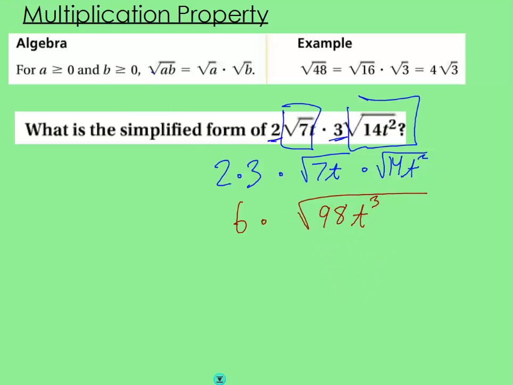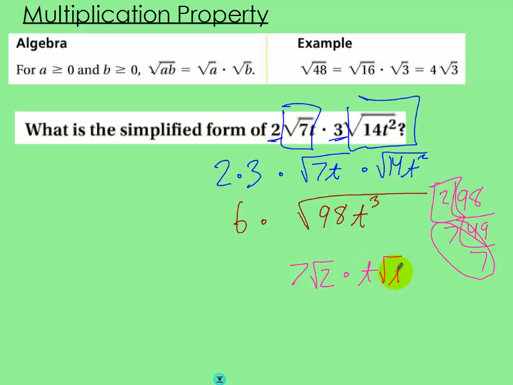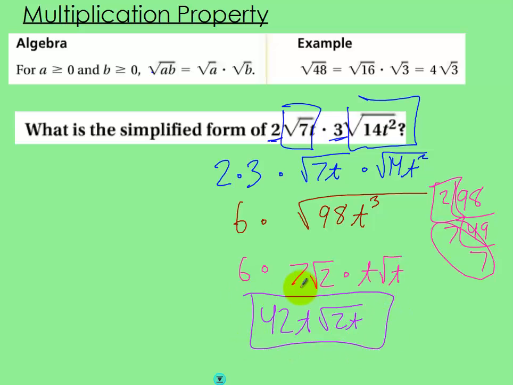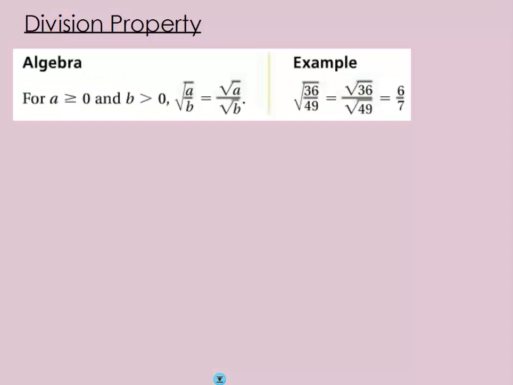All right, but I can simplify that square root of 98t cubed. And 98 simplifies to 2, 49, 7, and 7. So 98 becomes 7 square root of 2. And that t cubed simplifies to t times the square root of t. And you have times there's another 6. So it's going to be 6 times 7 times t, which is 42t, and then square root of 2t on the inside. There are other ways you could have done that too, but we'll do more in class.